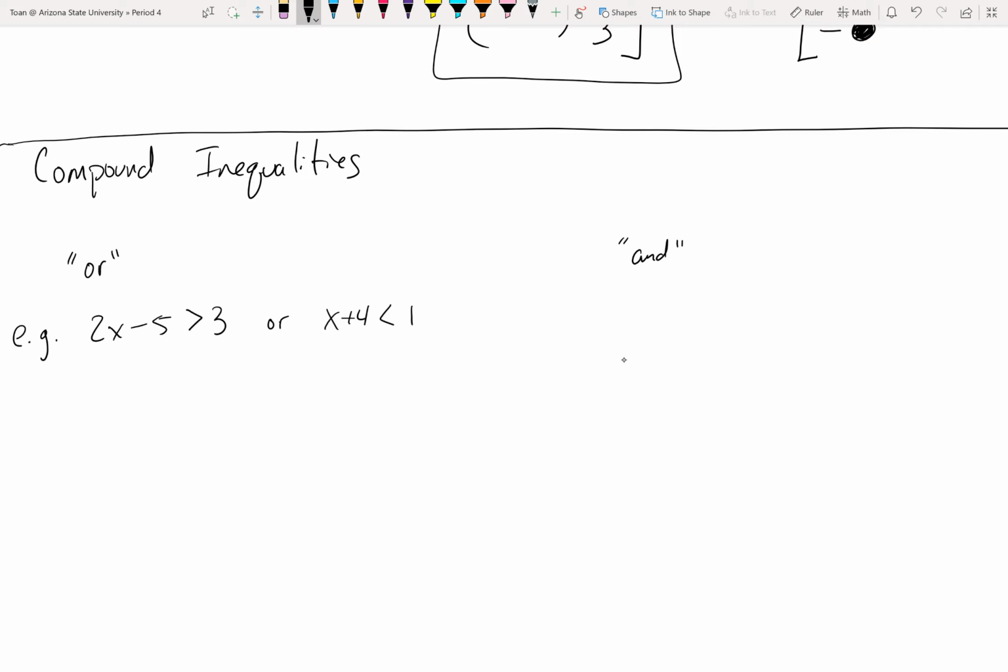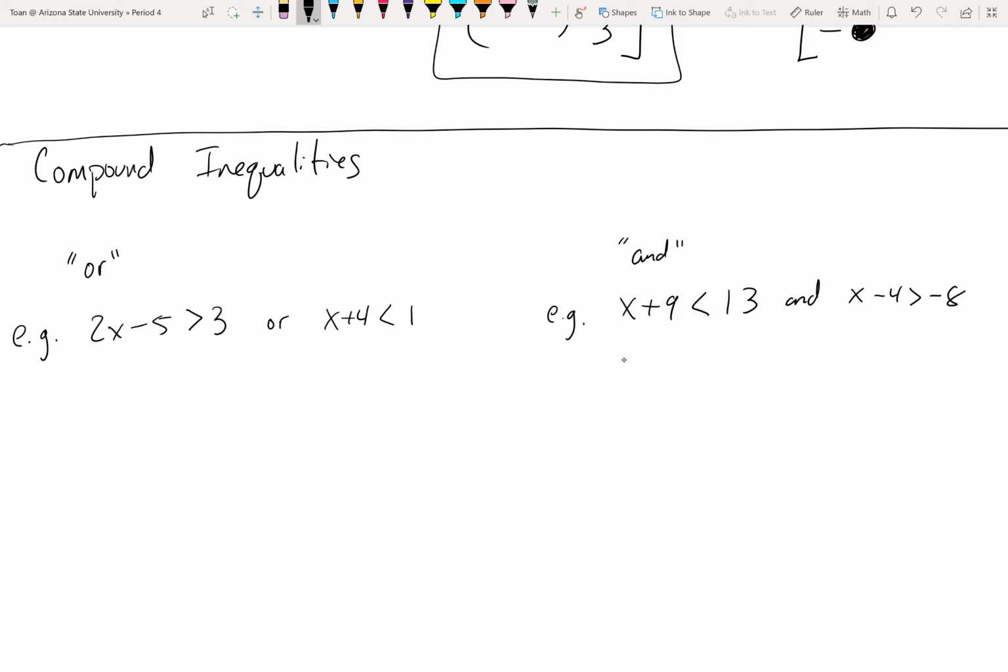Sure, we could separate compound inequalities with the word AND as well. So this is a perfectly legitimate example. Say, I don't know, x plus, I suck at making examples, is less than 13, and x minus 4 is greater than negative 8, say. That's a perfectly legitimate AND compound inequality.